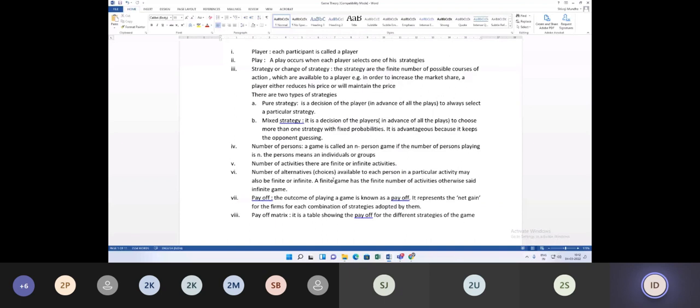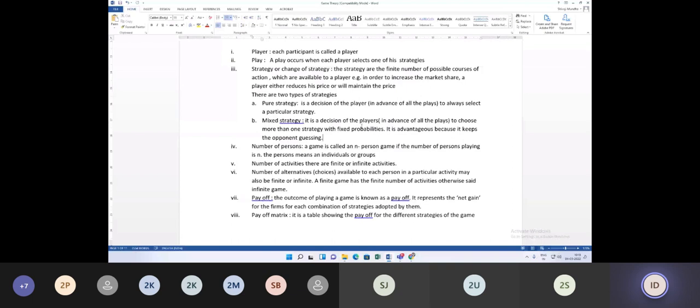If there is no saddle point, it is called a mixed strategy. If there is a saddle point, the first condition is fulfilled. If there is no saddle point, the mixed strategy condition is going to be fulfilled. Right? So numerically we'll discuss so that we'll understand. In a mixed strategy, the players choose one or more strategies with fixed probabilities. This has an advantage because it keeps the next player or opponent guessing.